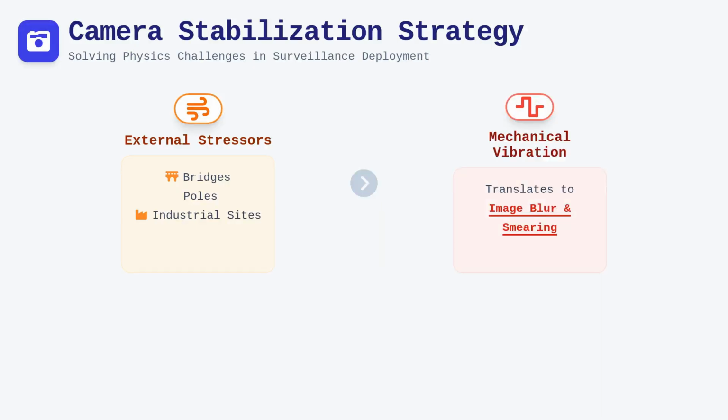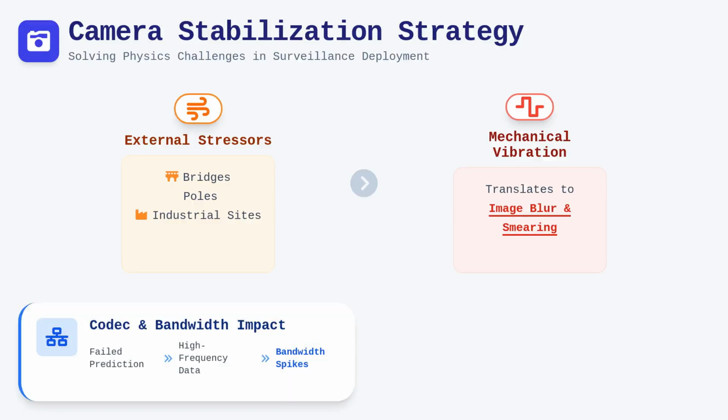When we deploy surveillance cameras on poles, bridges, or industrial structures, we are almost inevitably fighting the laws of physics. Mechanical vibrations caused by wind or heavy machinery translate directly into image blur, which complicates forensic analysis and forces video codecs to work harder. When a frame is blurry, the encoder cannot efficiently predict the motion between frames because the entire field of view is shifted or smeared. This leads to an increase in high-frequency data, which manifests as unexpected bandwidth spikes.